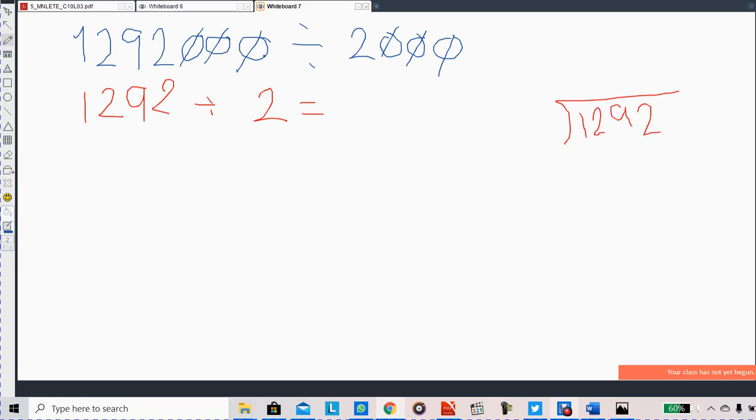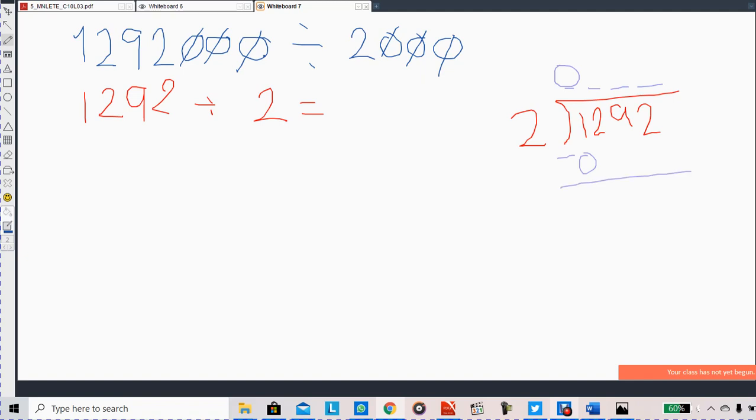As long division here, 1292 divided by 2. How many digits here? We have 4 digits, so we're going to put 4 dashes. After that, we ask ourselves, 1 divided by 2 equals what? 1 is smaller than 2, so we can't divide. So we are going to put 0 up and 0 down.